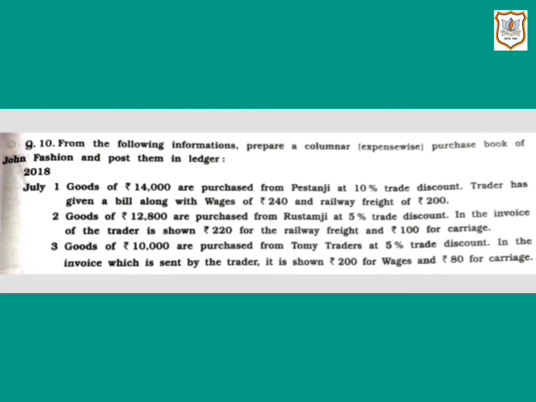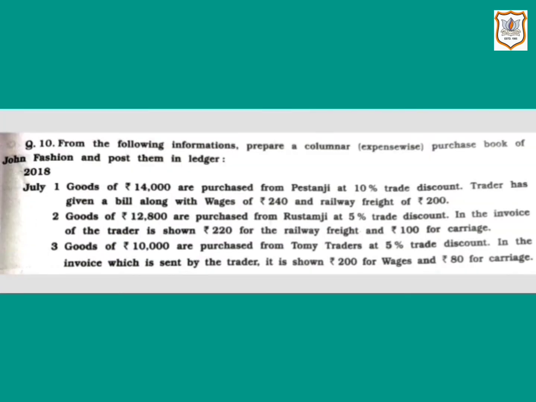So here is the question. This is question number 10 of your textbook. Here some transactions are given, and we have to prepare a columnar expense-wise purchase book of John Fashion and post them in the ledger.